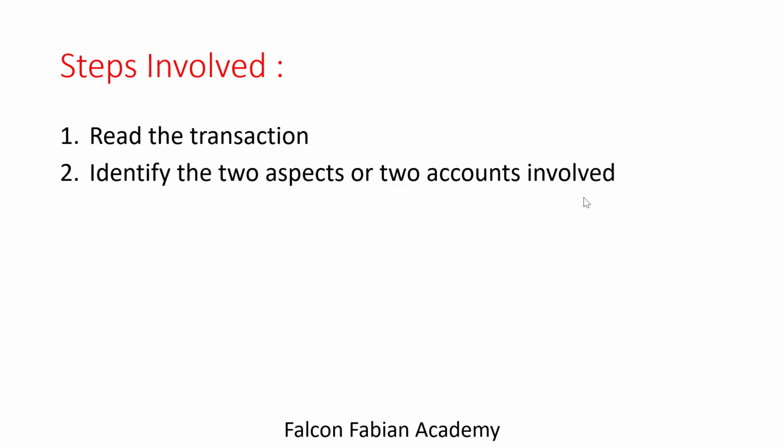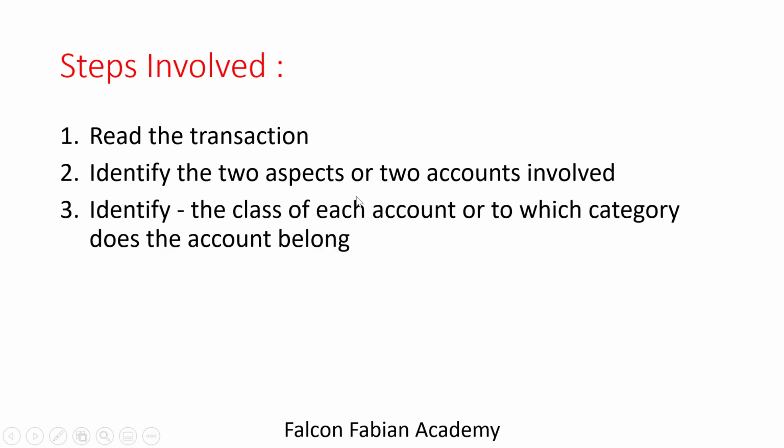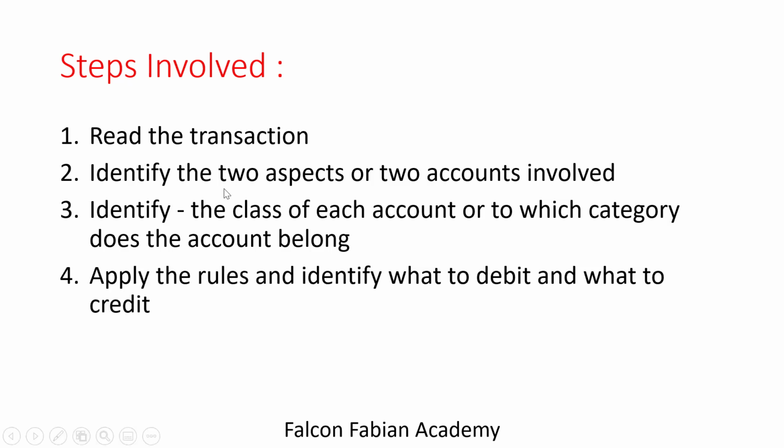Now, accounting is based on double entry system of bookkeeping. And as per double entry system of bookkeeping, every transaction has two aspects. So there is going to be a debit aspect and a credit aspect. So once we have read the transaction, then we will identify the two aspects or the two accounts involved. After doing this, we will identify the class of each account, or to which category the account belongs. So is it an asset, capital or liability, expense or income? That is what we are going to identify. Once we have identified the two aspects and we know the class of each account, then we will apply the rules that we just saw in the video, and then we will record the entry.